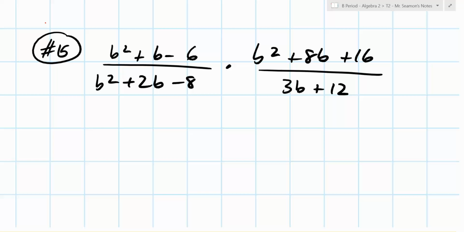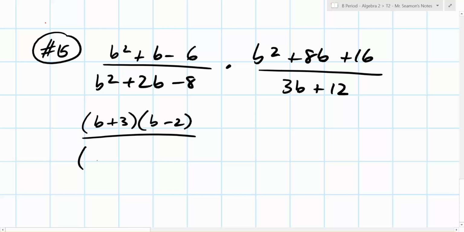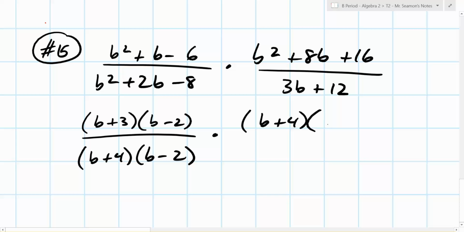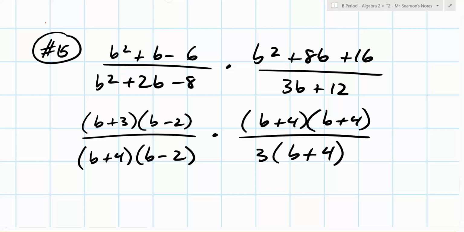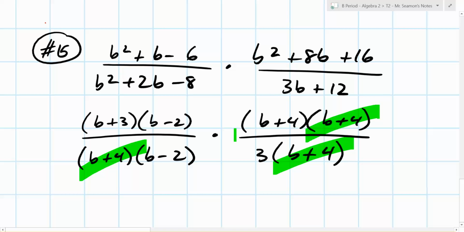Okay, what is the top one factor in top left? B plus 3, B minus 2. What is this going to be? Plus 4, B minus 2. What's this one? B plus 4. 2B plus 4 is, yep. And what do you factor out of the bottom here? 3. B plus 4. Cancel the easy things. B plus 4, B minus 2, and what is left?